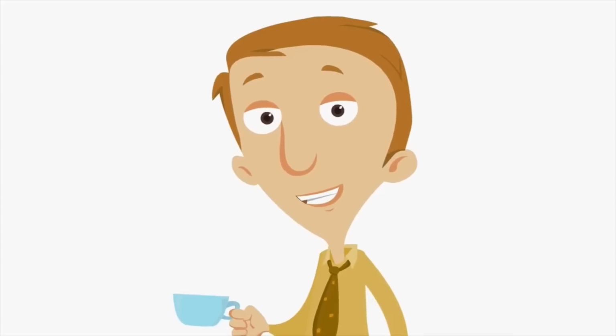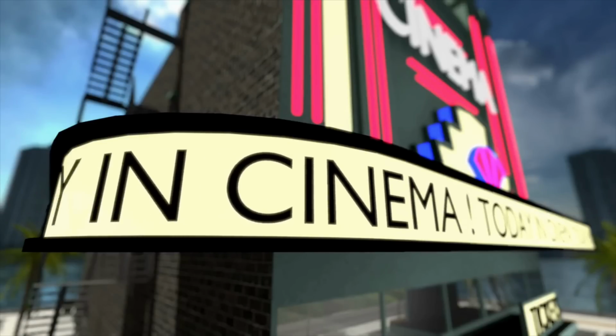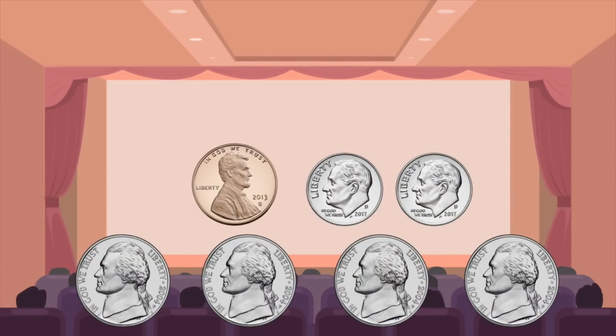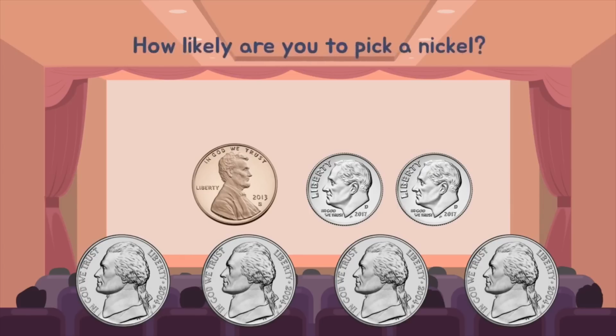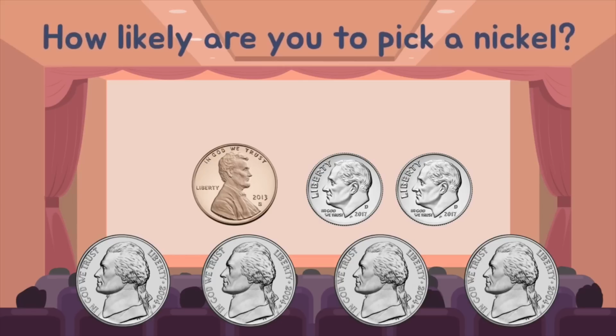I need your help. Pretend you are at a movie theater. You've been picking up coins you found along the way, 7 in all. 4 nickels, 2 dimes, and 1 penny. While you wait for the movie to start, you pick coins randomly without looking. How likely are you to pick a nickel?